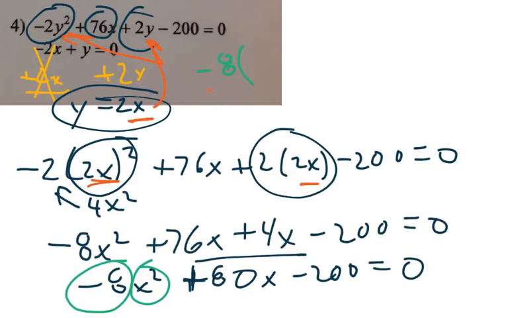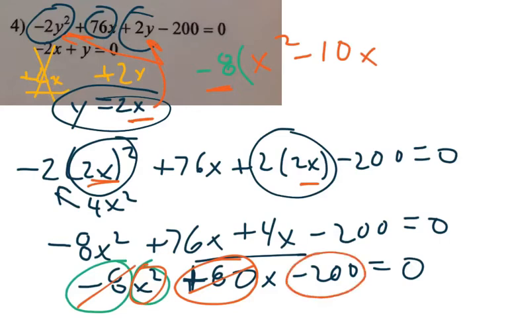If I took this -8 divided into -8, I'd be left with a positive x squared. If I take this positive 80 here divided by -8, I'd be left with a -10x. If I divide this -200 by the -8, I'll be left with a positive 25. And of course that equals 0. And as you can see, guys, this is going to be easy to factor.